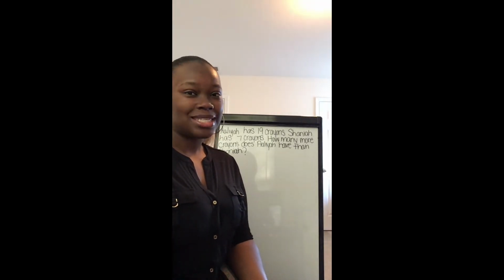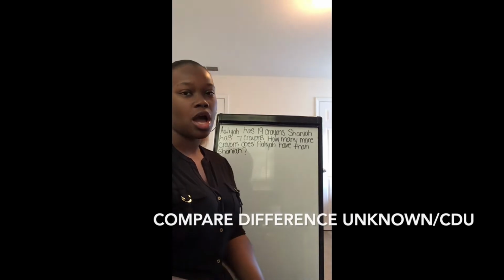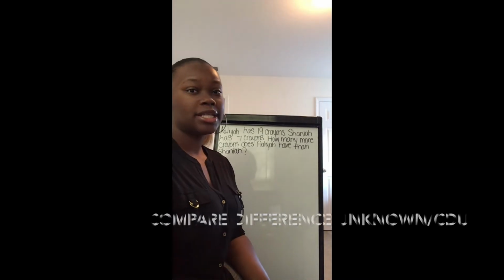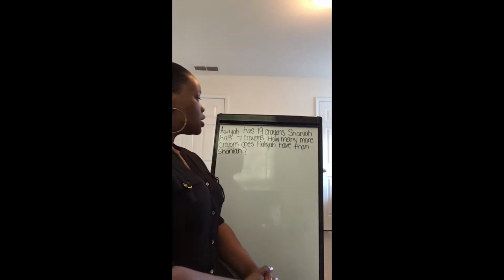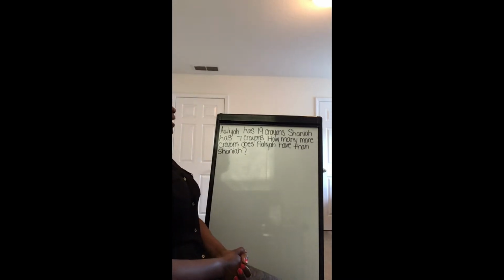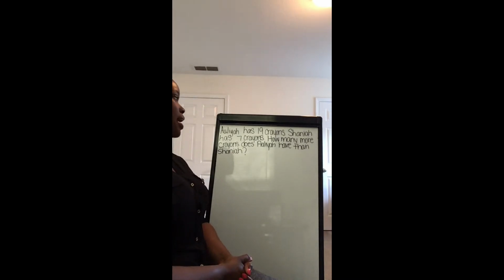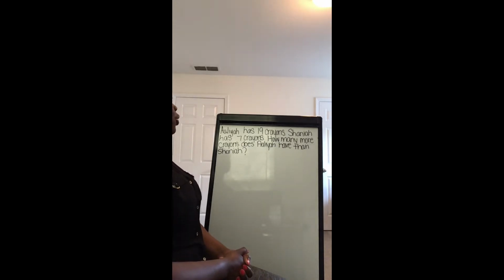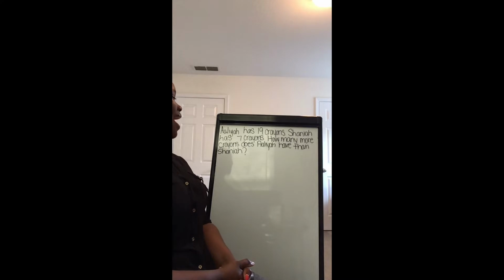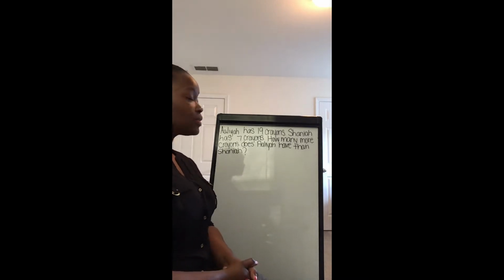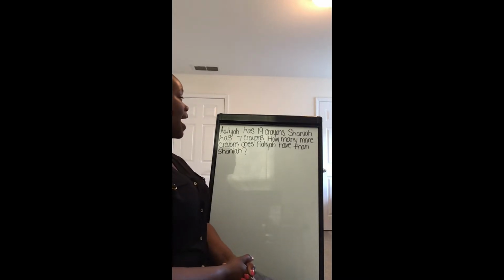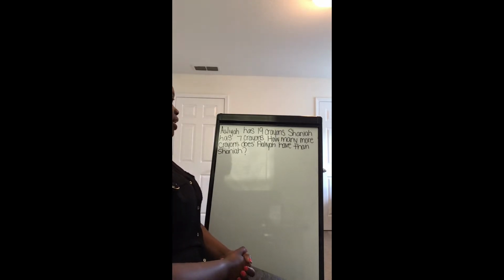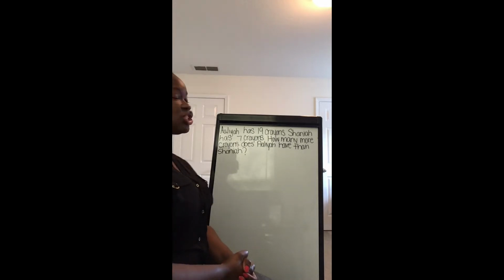Today's math story is a compare, difference, unknown. The math story is Aaliyah has 19 crayons. Shania has 7 crayons. How many more crayons does Aaliyah have than Shania? Again, Aaliyah has 19 crayons. Shania has 7 crayons. How many more crayons does Aaliyah have than Shania?